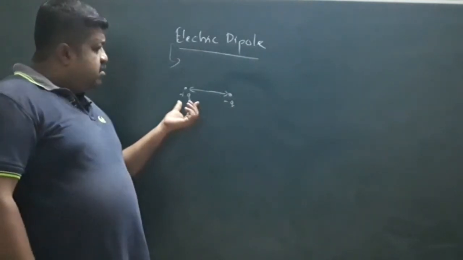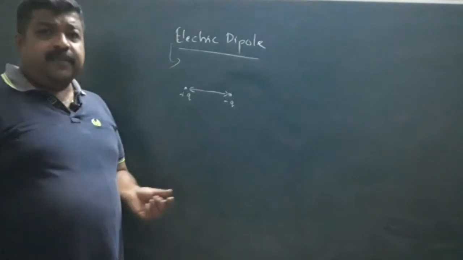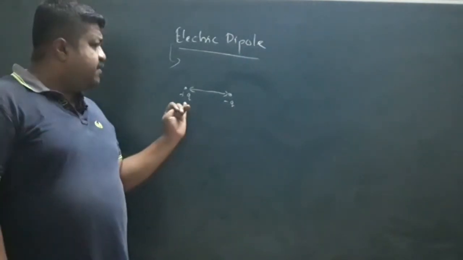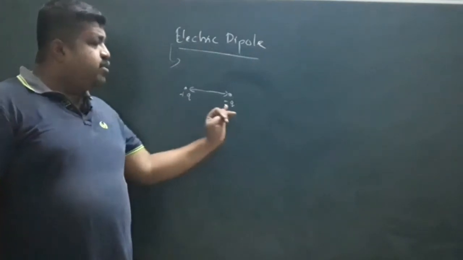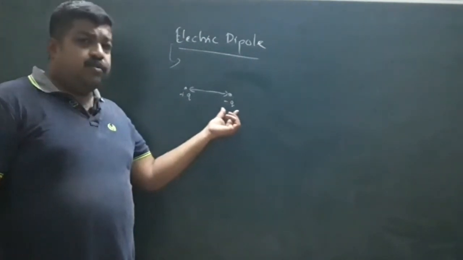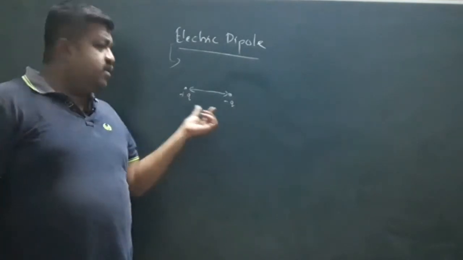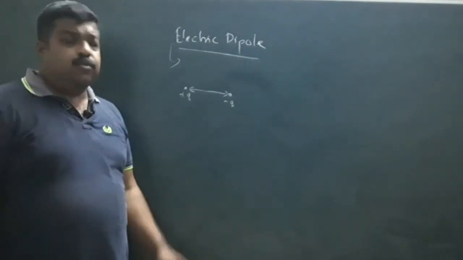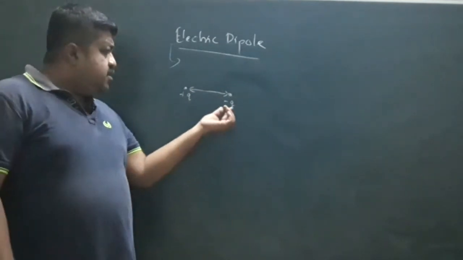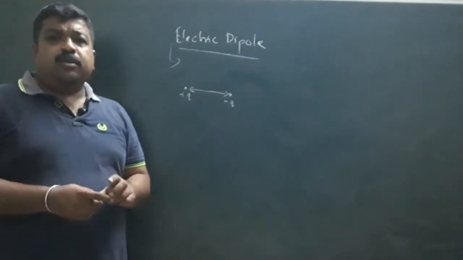Now these two charges must have the same magnitude, but they also have opposite sign. So if this is plus Q, this is minus Q. If this is 2Q, this will be minus 2Q. If this is 3Q, this will be minus 3Q, so that the total charge of the system will be zero, and these must be separated by a small distance.